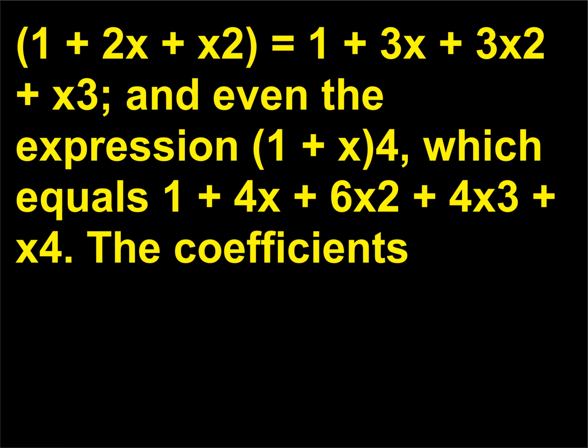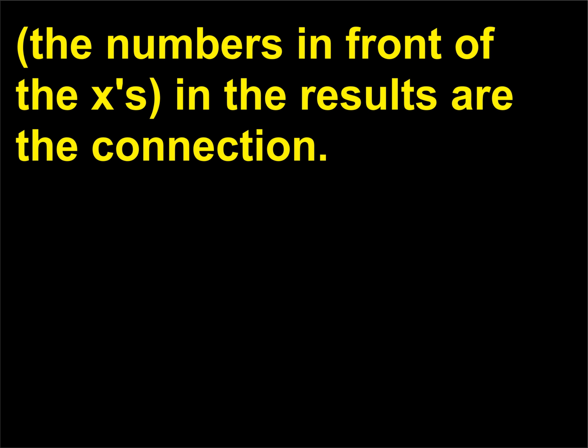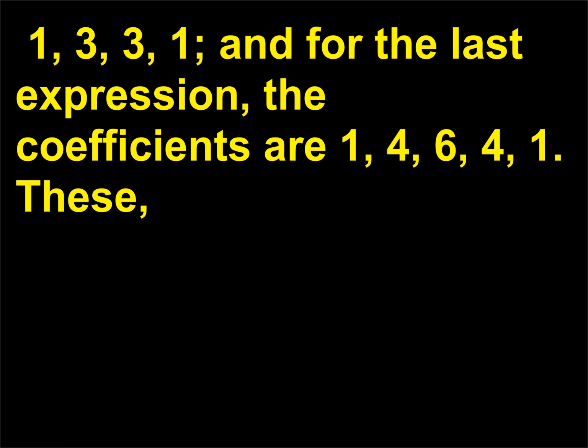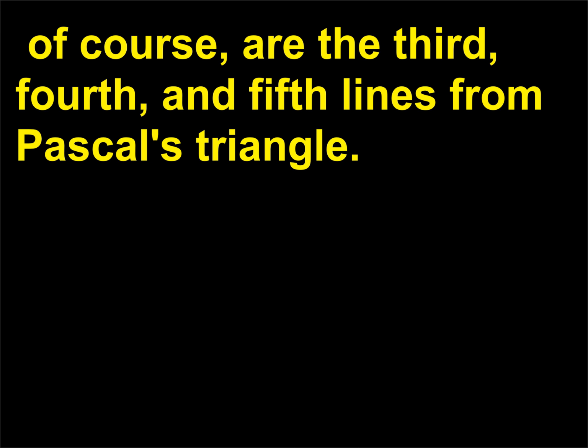The coefficients, the numbers in front of the x's in the results, are the connection. For the first example, the coefficients are 1, 2, 1; for the second one, 1, 3, 3, 1; and for the last expression, the coefficients are 1, 4, 6, 4, 1. These, of course, are the third, fourth, and fifth lines from Pascal's triangle.